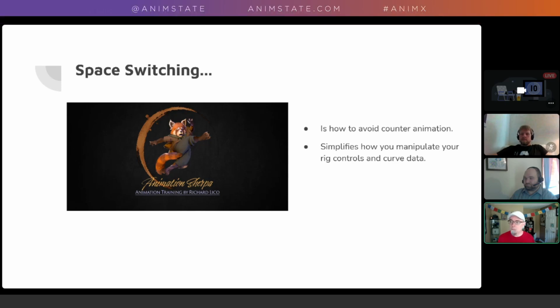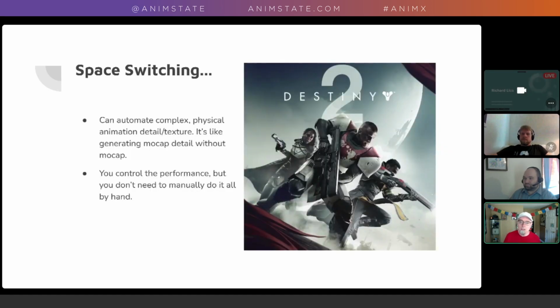It simplifies how you manipulate your rig controls and even view your curve data if you use a graph editor or turn things into motion paths or however you want to view your motion. But on a more complex level, it allows you to automate complex physical animation, detail, and texture. It's kind of like generating mocap, but without mocap, where you can build it in using that existing motion. And you can also control the performance. Obviously that's important. But you don't need to manually do it.